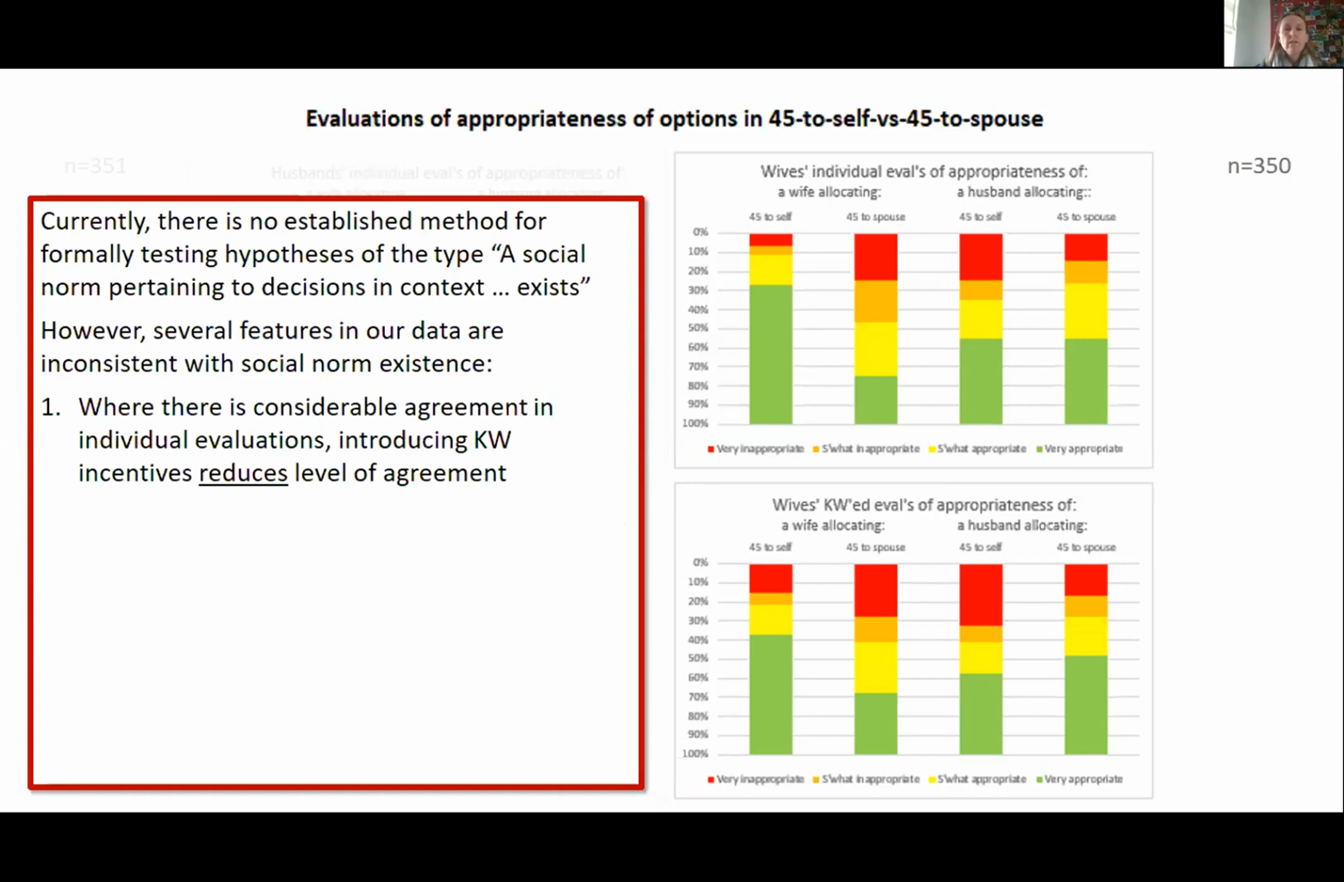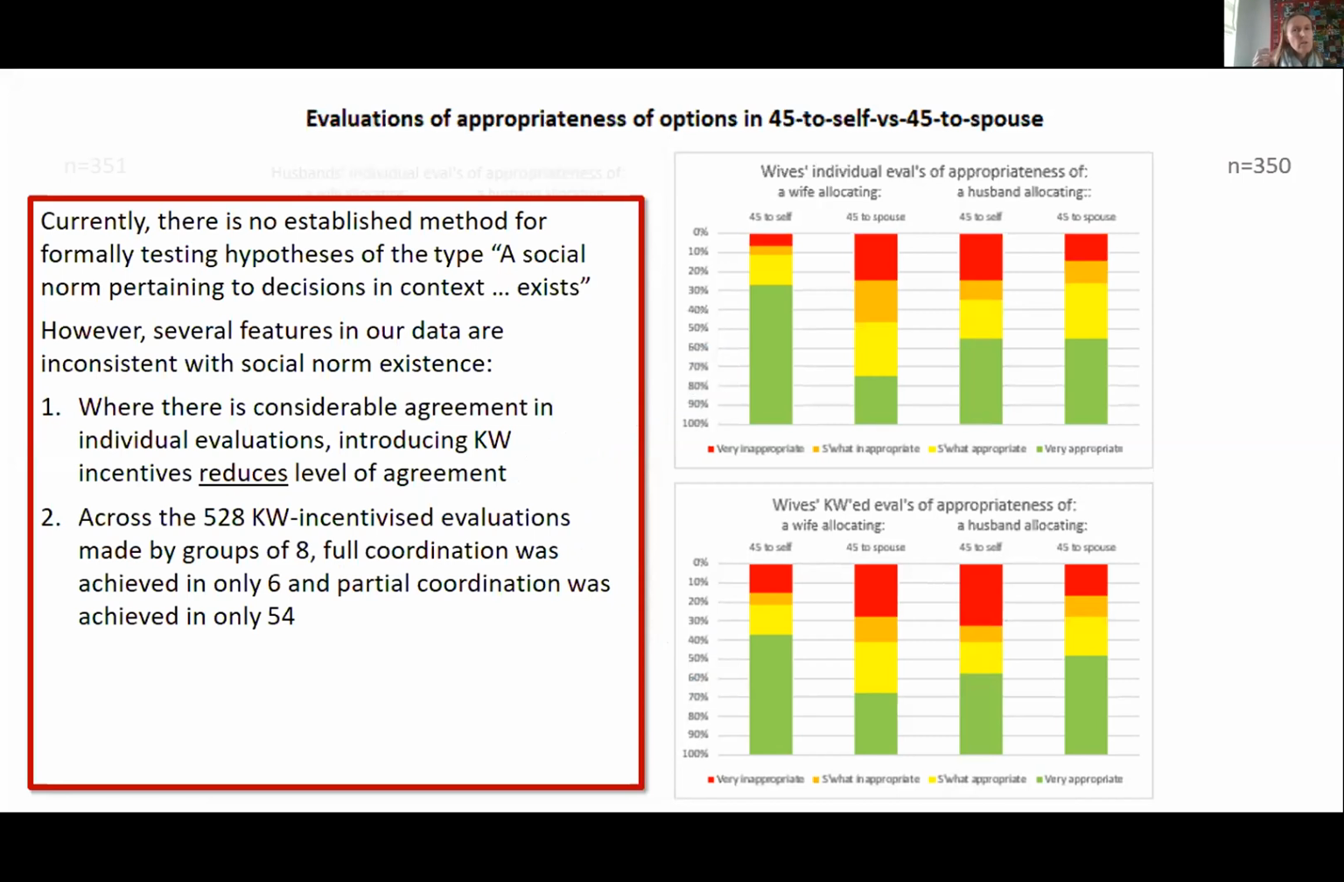Focus on the wives' evaluations that you can still see in the slide here. Look at this evaluation of a wife allocating 45 to herself rather than her spouse. We see much more agreement on this being very appropriate when the incentive isn't in place compared to when it is in place. This is inconsistent with them knowing that the norm is that wives should allocate to themselves. What I'm showing you here is what's happening at the aggregate level, but if we look at the session by session level, we see this same reduction in the level of agreement when the incentive to coordinate is put in place.